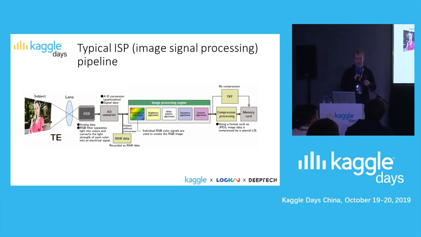And this picture demonstrates a typical, we call it ISP pipeline. ISP is image signal processing. To be honest, this pipeline is very simple. It just consists of several general steps. The first one is capturing the light by the sensor. Actually, it's analog data, and then translating this data into the digital one.